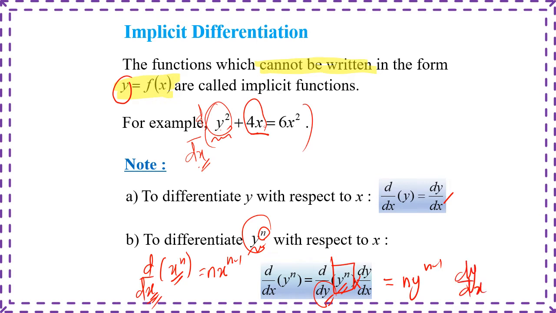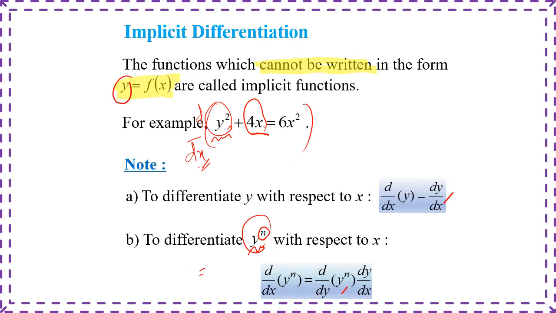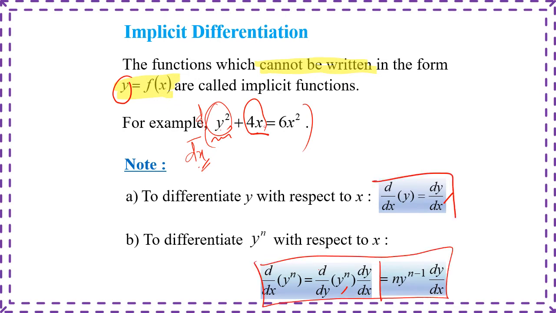Actually, if we do this, the dy can be cancelled out, giving d/dx of y to the power of n. So this is the chain rule; we are applying the chain rule. Okay, so this is the formula: if you want to differentiate y to the power of n, it is n y to the power of n minus 1 multiplied by dy/dx. You guys can remember these two formulas.